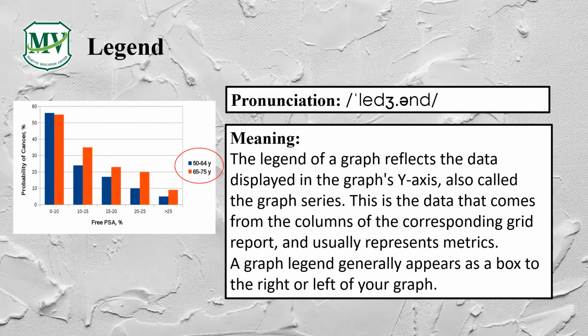Please repeat the word after me. Legend. The legend of a graph reflects the data displayed in the graph's y-axis, also called the graph series. This is the data that comes from the columns of the corresponding grid report and usually represents metrics. A graph legend generally appears as a box to the right or left of your graph.